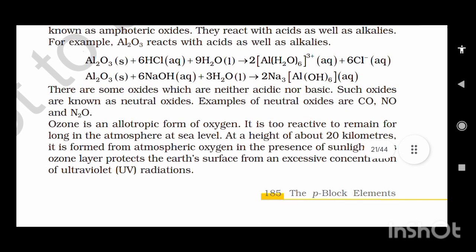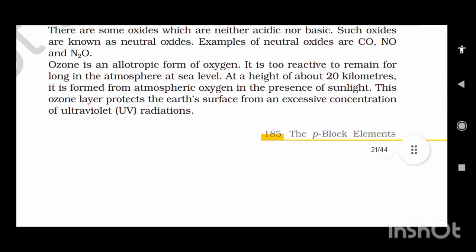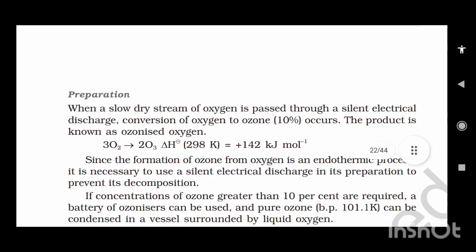Examples of neutral oxides are CO, NO, and N2O. Ozone is an allotropic form of oxygen. It is too reactive to remain for long in the atmosphere at sea level. At a height of about 20 kilometers, it is formed from atmospheric oxygen in presence of sunlight. This ozone layer protects the Earth's surface from excessive concentration of ultraviolet radiations.